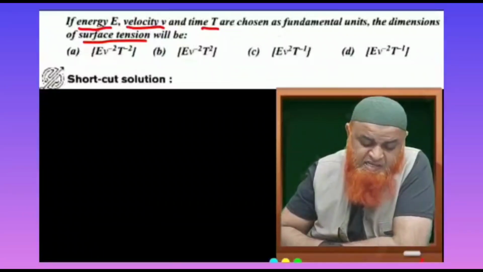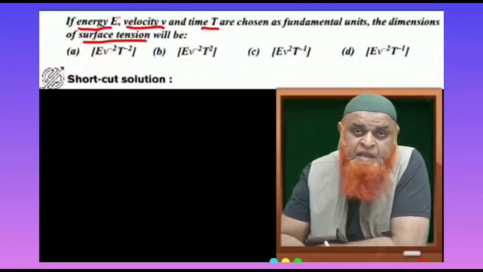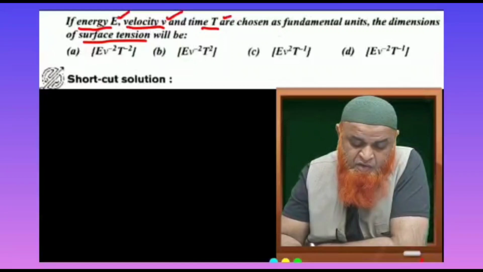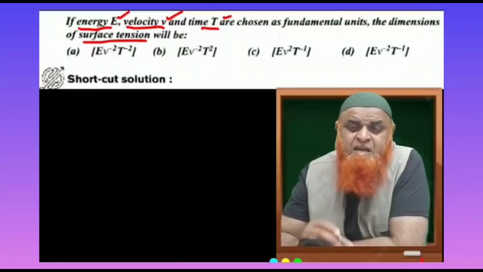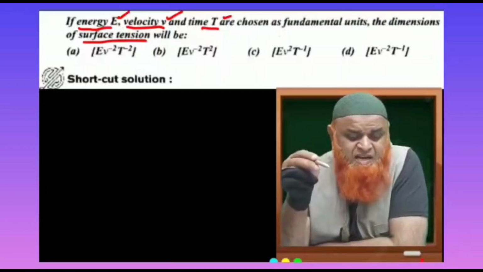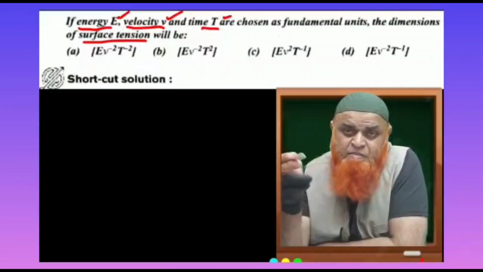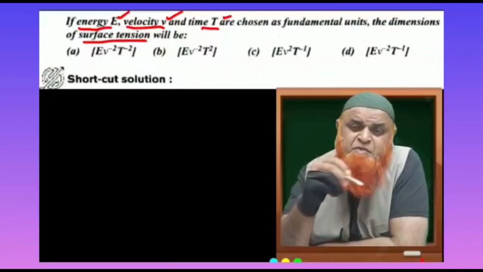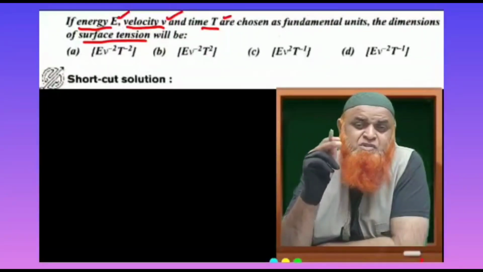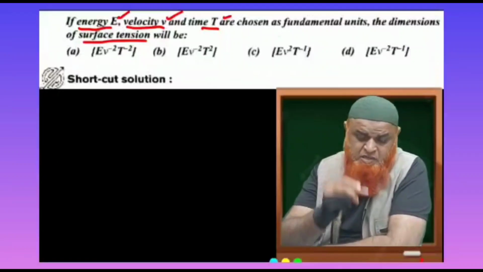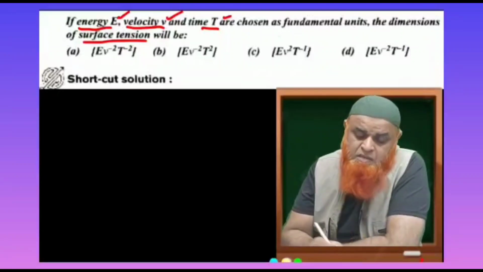You can just see here, he is asking us to find out the surface tension in terms of energy, velocity and time. Generally what you will do and waste a lot of time is by raising the powers. Tension is directly proportional to E power A, V power B and T power C. And you will spend your quality time in an exam in solving this type of problems, which waste your time. So I will tell you an amazing short trick here. So how can you do this one?